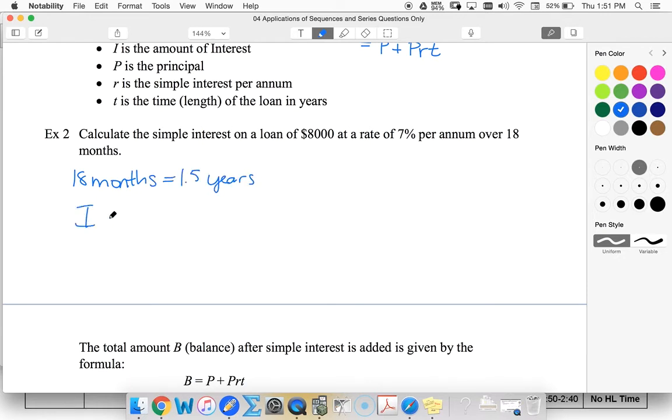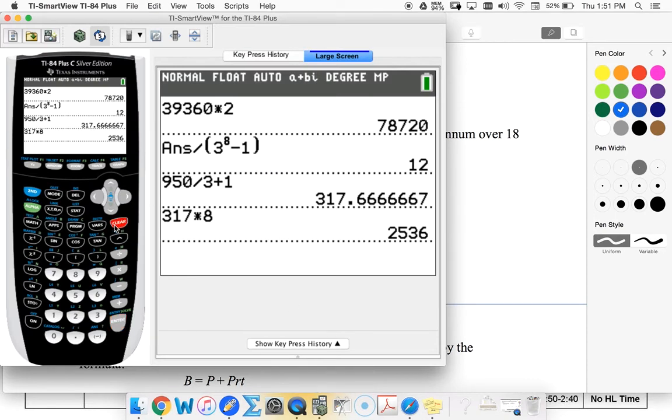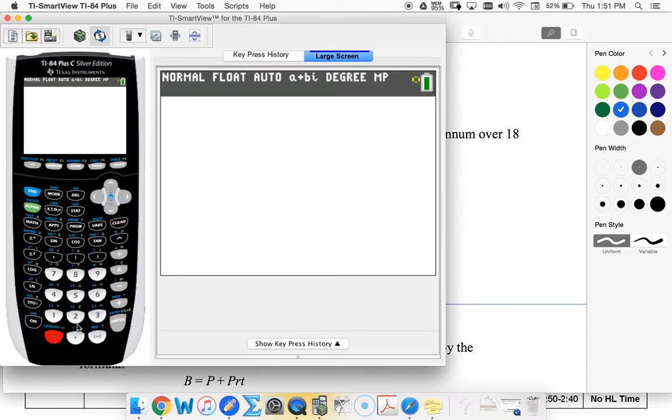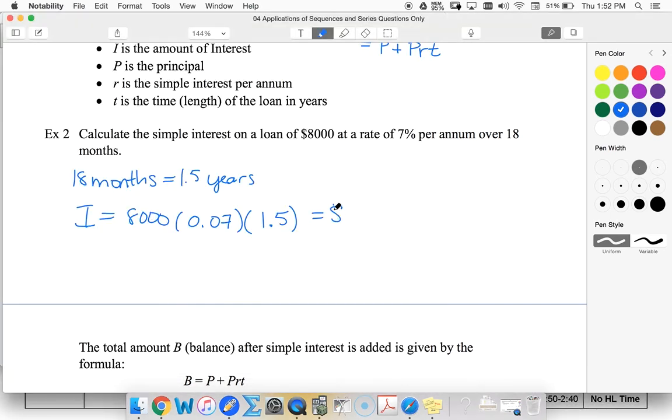So our interest is going to be our principal times our rate times the length of time in years, and then we can get our total amount of money. So 8,000 times 7% times 1.5. So be very careful in interest problems to read the text to know what you're being asked for. So here we want the interest, which is $840.